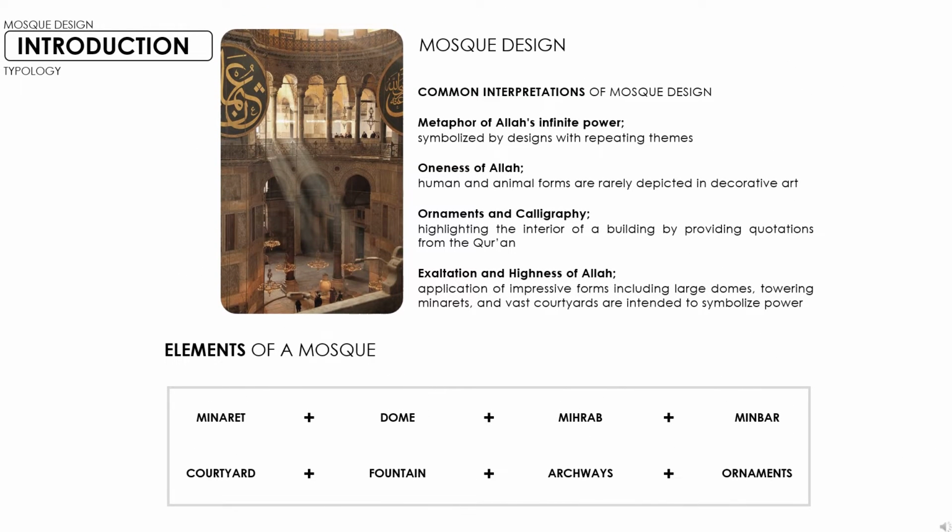To start off, here's a brief introduction to mosque design. In Islamic arts and architecture, symbolisms and metaphors are often used to interpret the elements and values of the Islamic beliefs. For instance, the use of repeating themes, the rare depiction of human and animal forms in decorative art, ornaments and calligraphy featuring quotations from the Quran, and also the application of large and impressive forms.